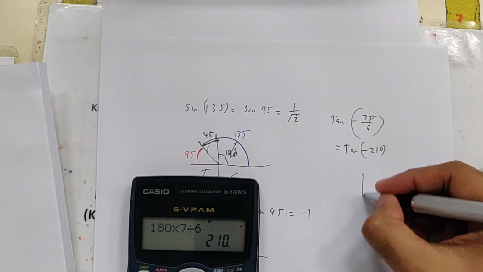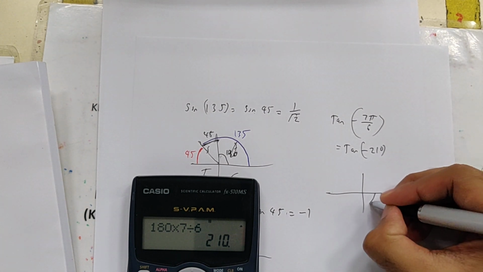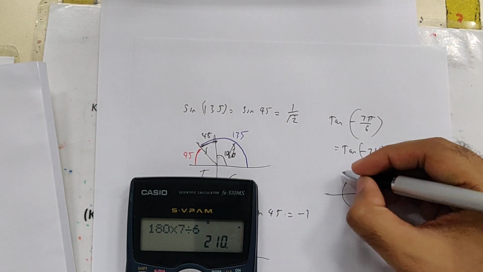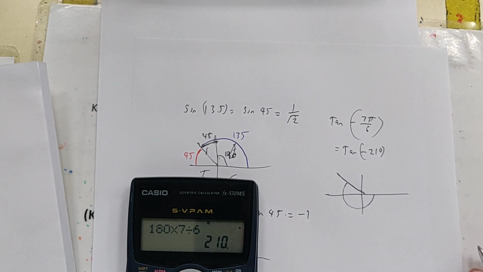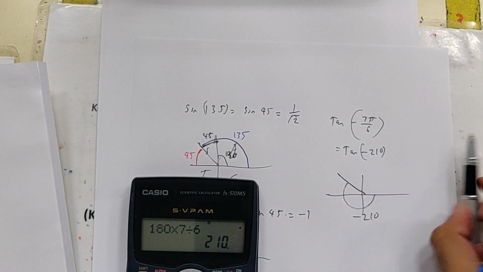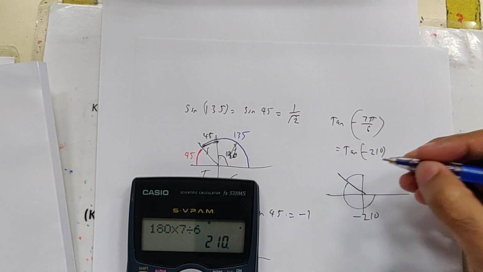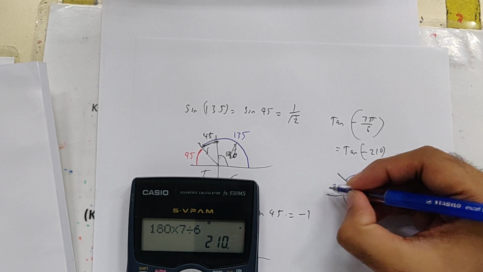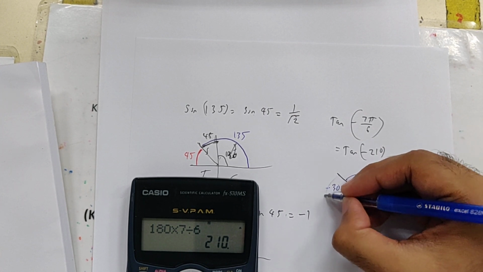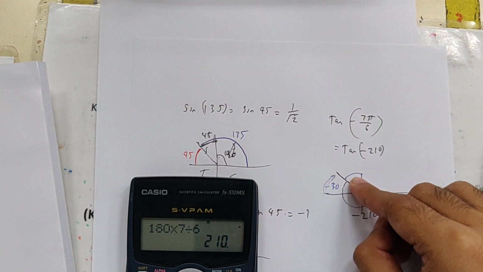But where is negative 210? Opposite direction. This is negative 210. So where's your partner? Is it this one? No. Where? Down here. So this is 30, or maybe negative 30 over here. How do you memorize? Why is it over here? Why is it not over here?